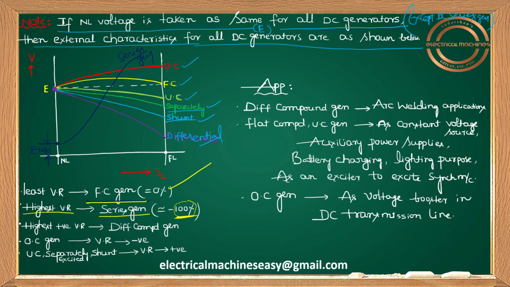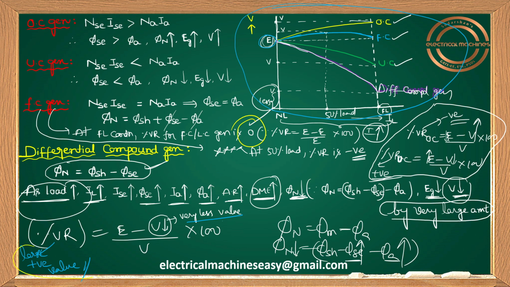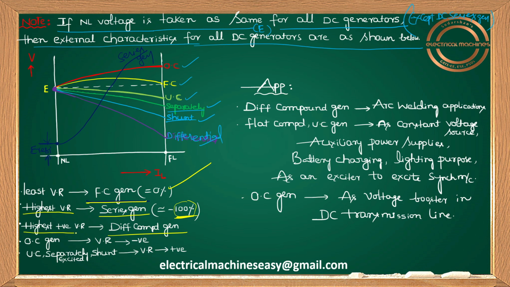Suppose they ask for the highest positive voltage regulation, then your answer will be differential compound. Just now I told you in the previous study, large positive voltage regulation is for differential compound. As usual, for over compound generator, voltage regulation is negative. For under compound, it is positive. For separately excited, it is positive once again. For shunt, it is positive.